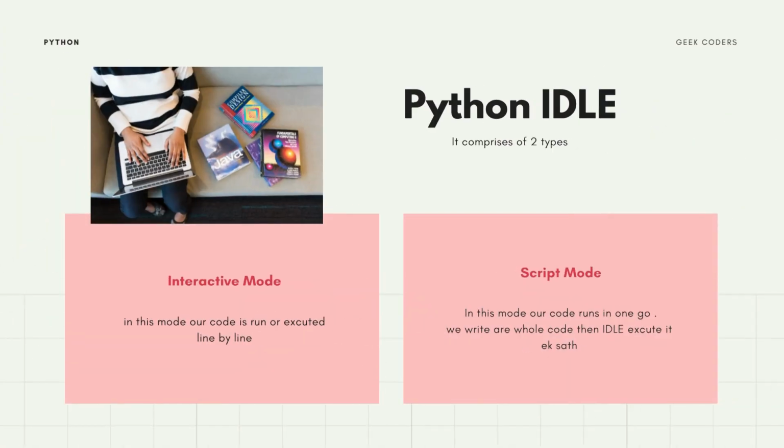Now, IDLE is of two types: interactive mode and script mode. Interactive mode is one in which code is run line by line, and script mode is just the opposite of interactive mode. The whole code is written together and then it's run and executed.